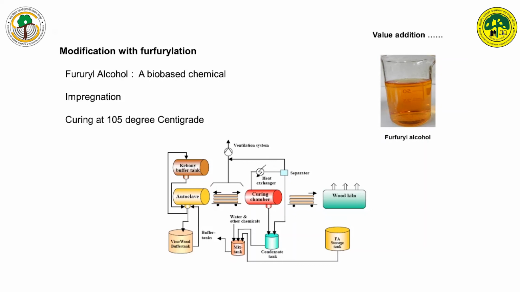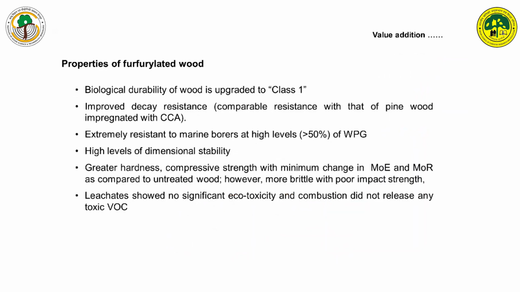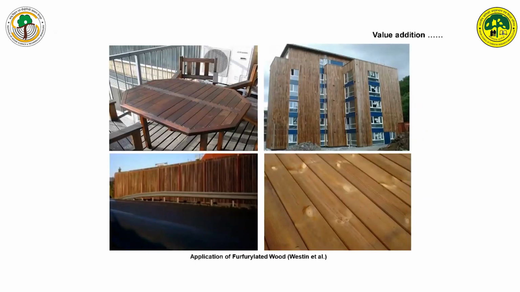After that, the chemical gets cured inside the wood, and the cured wood, I mean treated wood, is biologically very durable against biodegrading agencies, and it has been reported that it can be upgraded to class 1 timbers and improves the decay resistance. It is highly resistant against marine borers, and it provides a high level of dimensional stability, and the leachates are also not environmentally hazardous. So these are some of the applications where furfuryl alcohol modified wood has been put to use. And there is a company that manufactures this wood. I think it is called Kebony. I'm just forgetting the name, but it has been commercialized already.